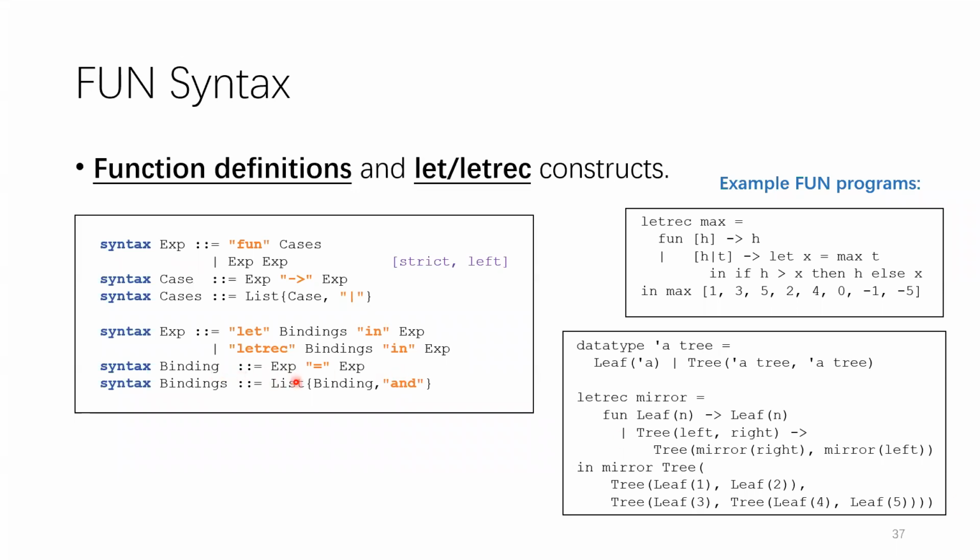We also have let and letrec. And in fun, we allow them to take a list of bindings, right? So the bindings is, x is bound to this expression and y is bound to this expression. And we can have many of them in one let or letrec. So we define that syntax as shown on the left. And bindings is simply a list of binding separated with the keyword and. So we have let x equals something and y equals something and so on. So that's for function definitions and let and letrec and the cases syntax.